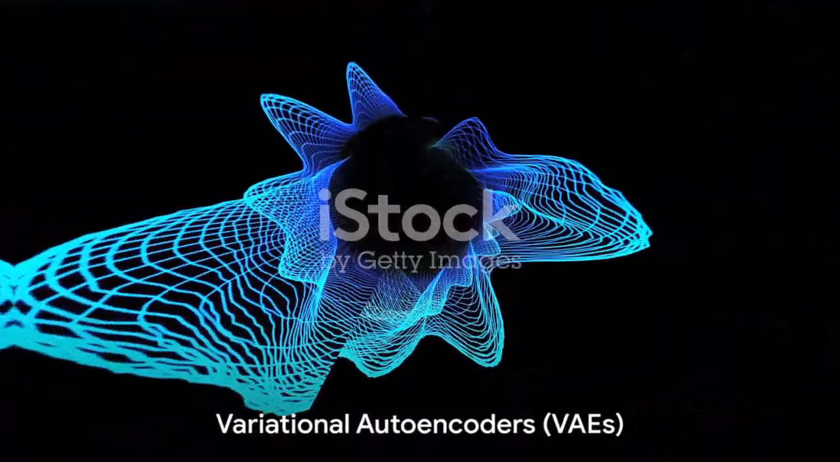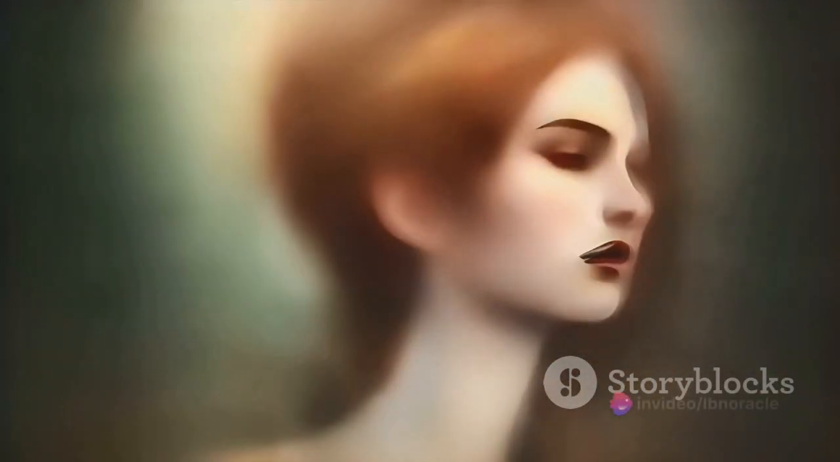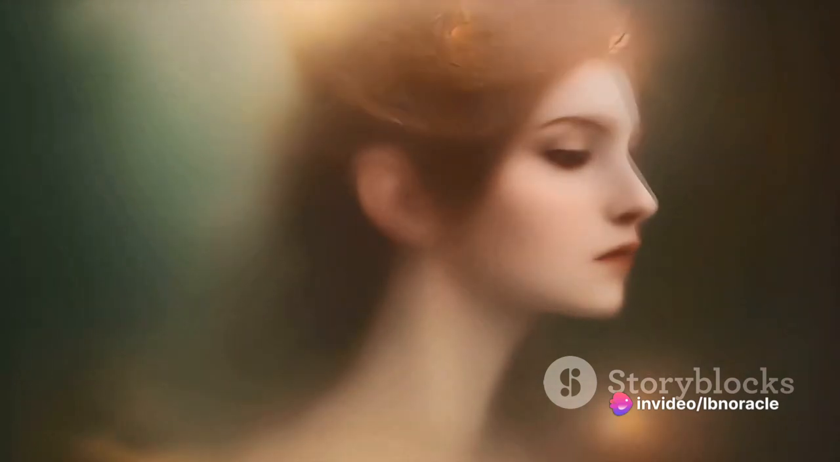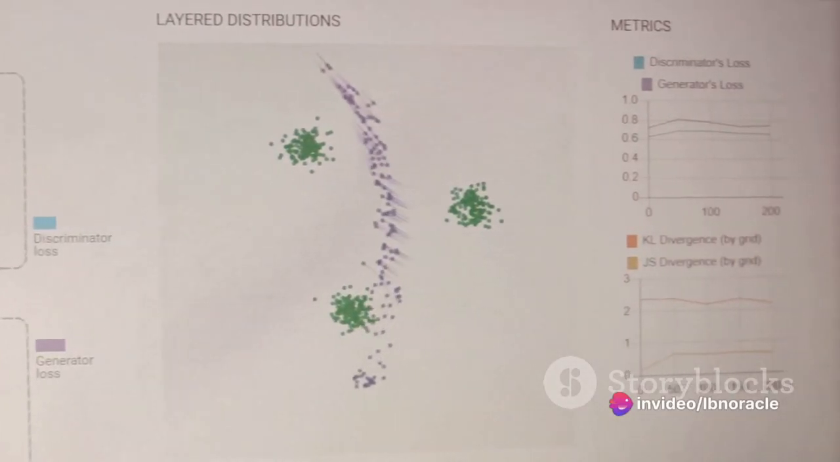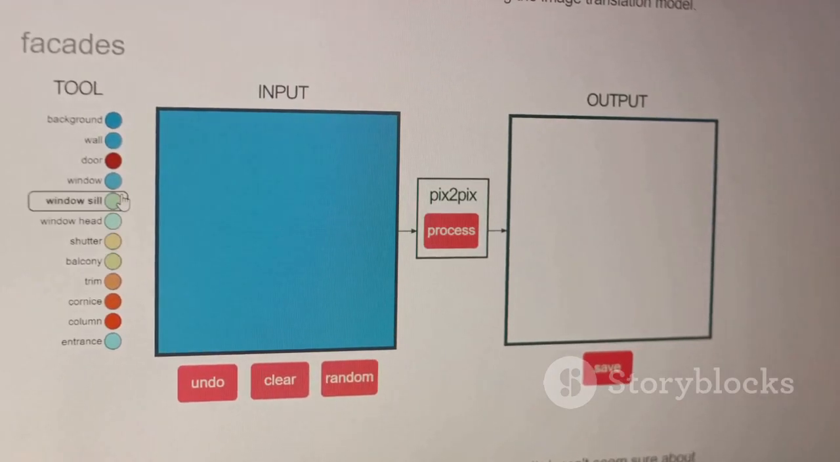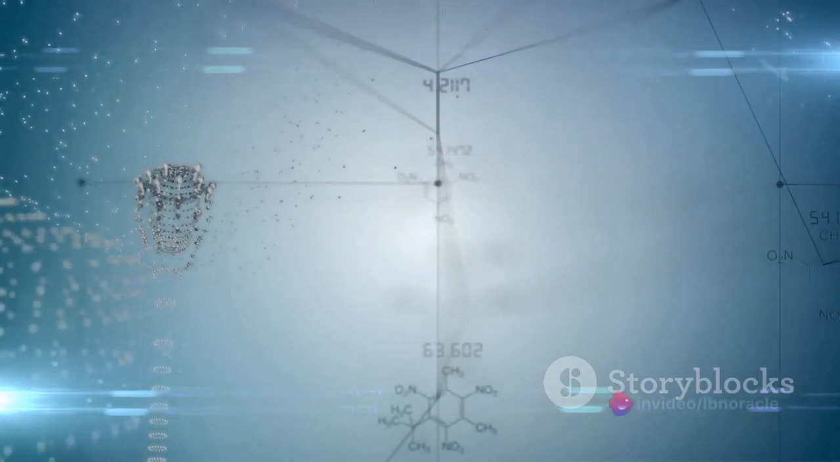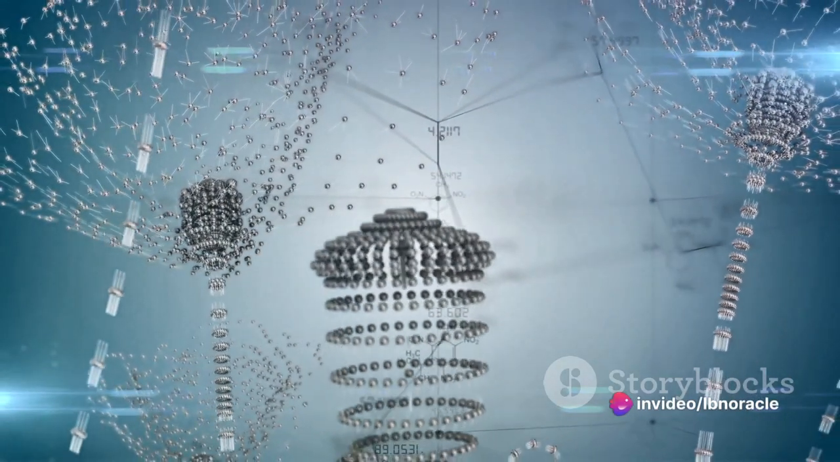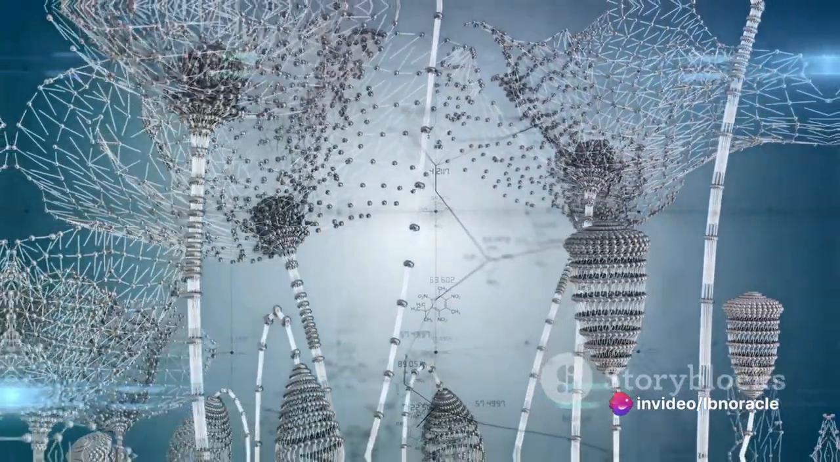videos. Next, we have variational autoencoders, VAEs for short. These models are quite the artists, as they're all about creating new original content. VAEs are designed to encode data into a latent space and then decode it to create new data. These models are particularly good at generating complex data like images. In the pharmaceutical industry, for instance, VAEs are used to design new molecular structures for drug discovery.